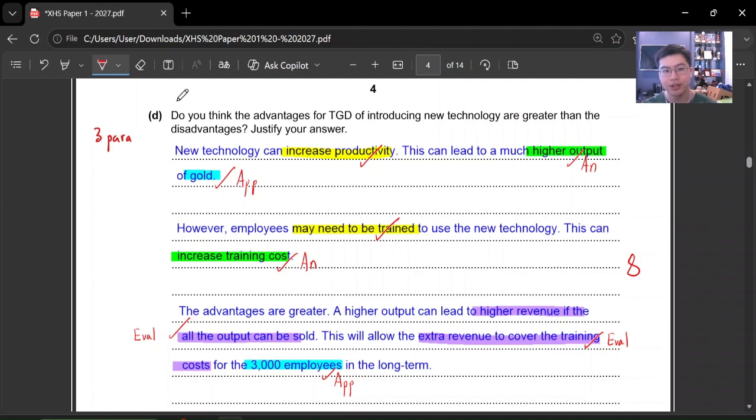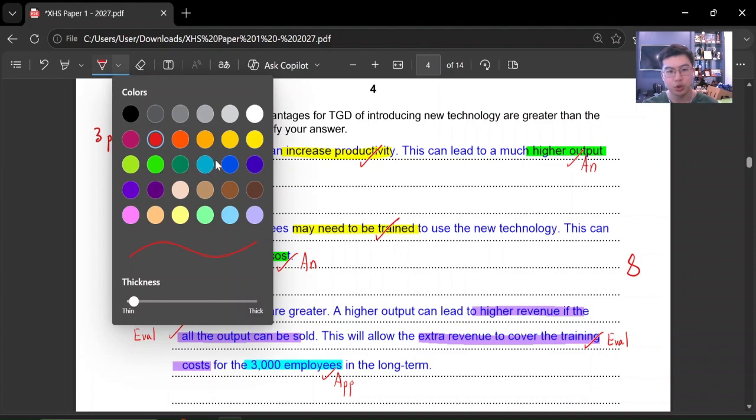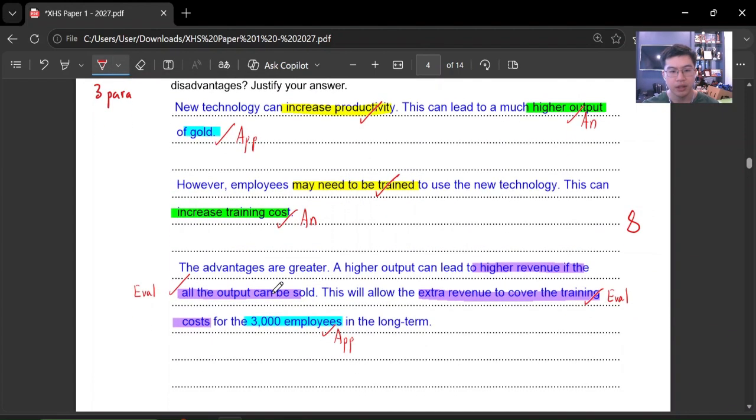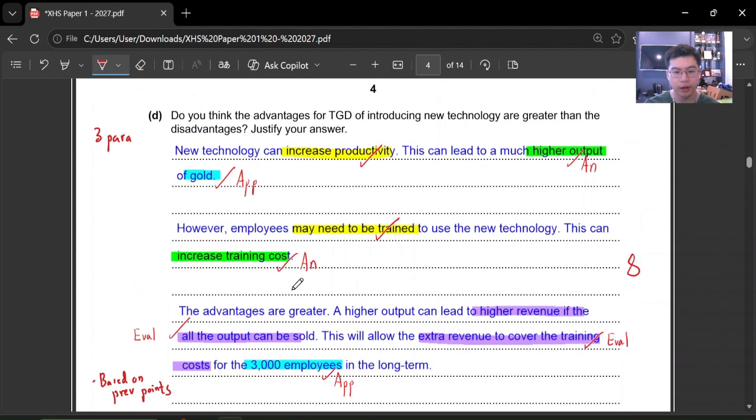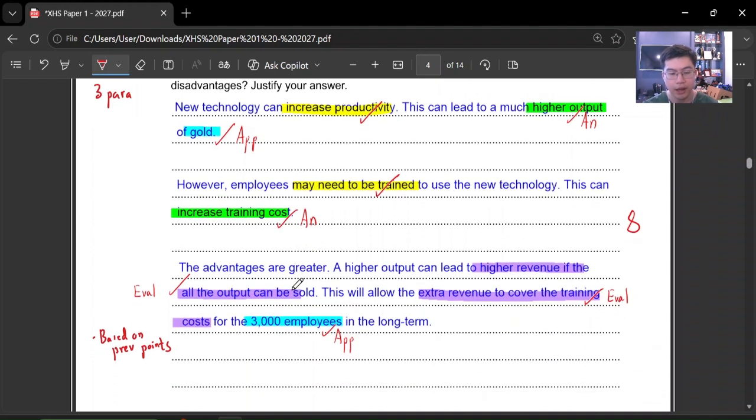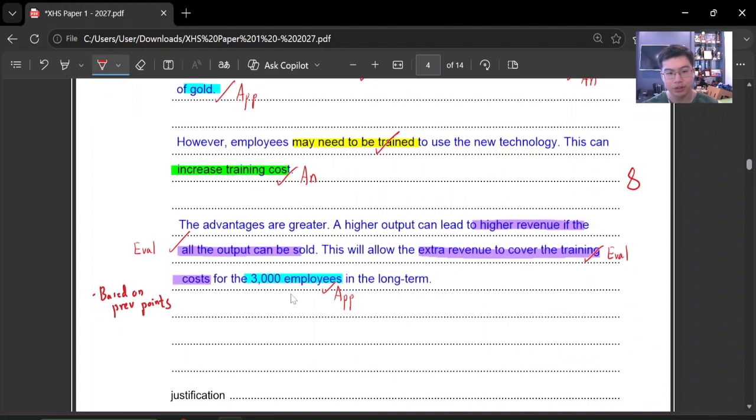And for evaluation, you need to make sure there are a few rules. Evaluation should be based on your previous point. So it cannot be a new point of knowledge, right? I will have a separate video on evaluation in the future. And you need to basically make a choice and explain why and reject the others.